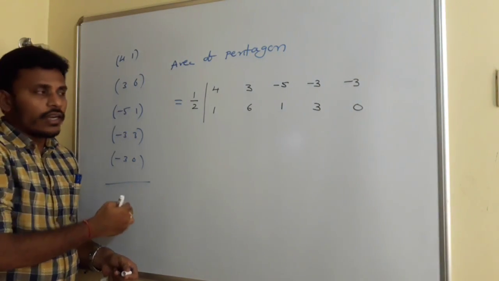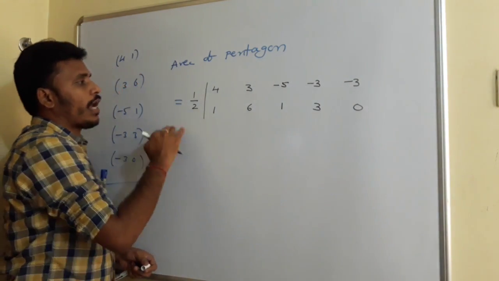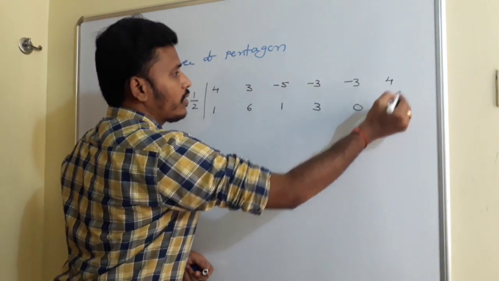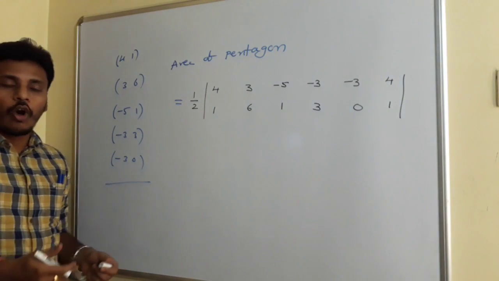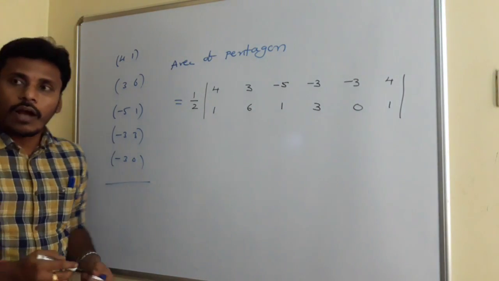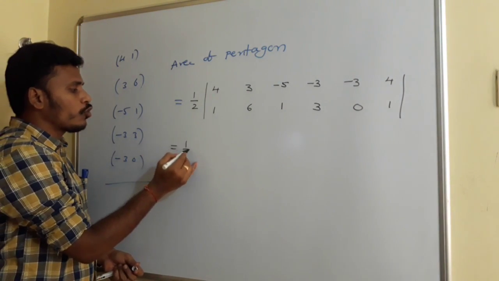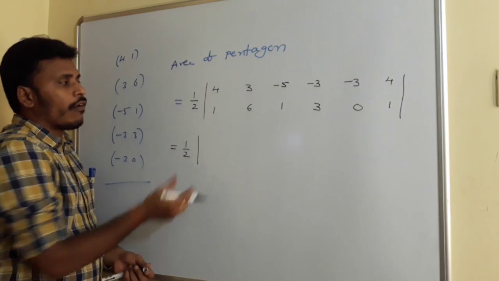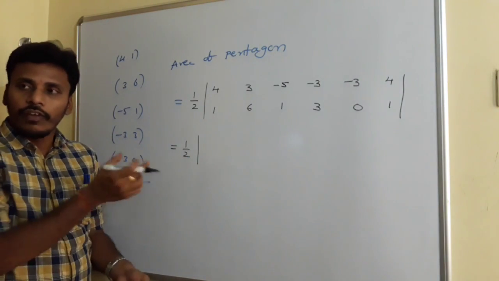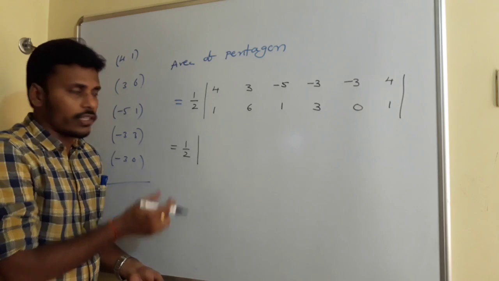See, all the 5 vertices are over here, and then you need to write the coordinates of the first point once again. That is the method of finding the area. Now, to find that area, just use the crisscross technique everywhere. For every block of elements, for every 2 columns, you need to apply the crisscross technique.